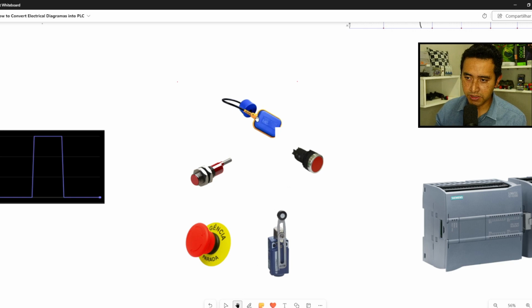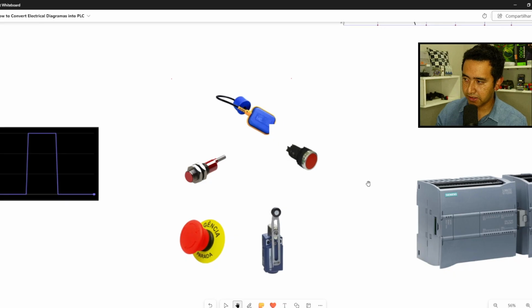Then my limit switch or level switch is the same thing: either I have level or I do not. My sensor here is the same thing: either it is detecting something or not. My emergency button works the same way: it is either pressed or not. It cannot be 50% pressed. It's either fully pressed or not. My limit switch here is the same thing.